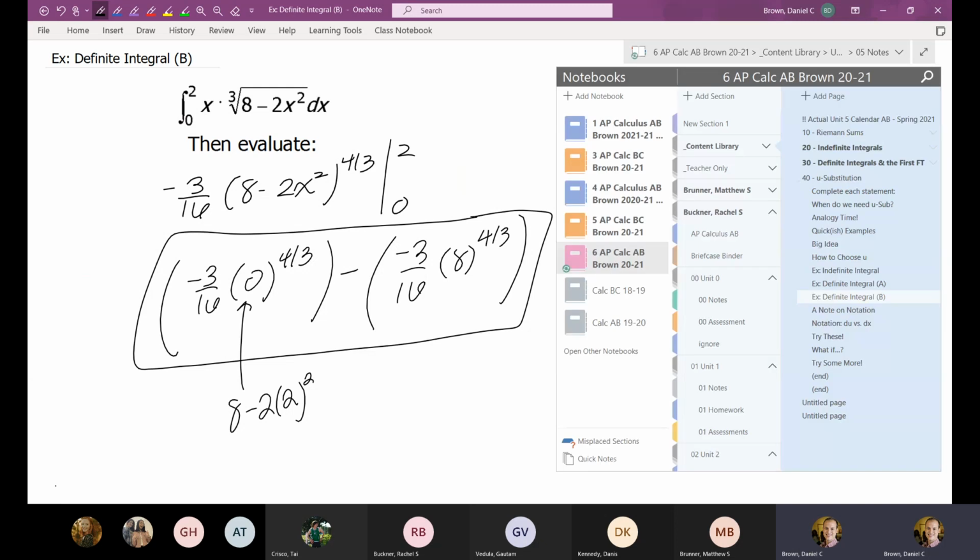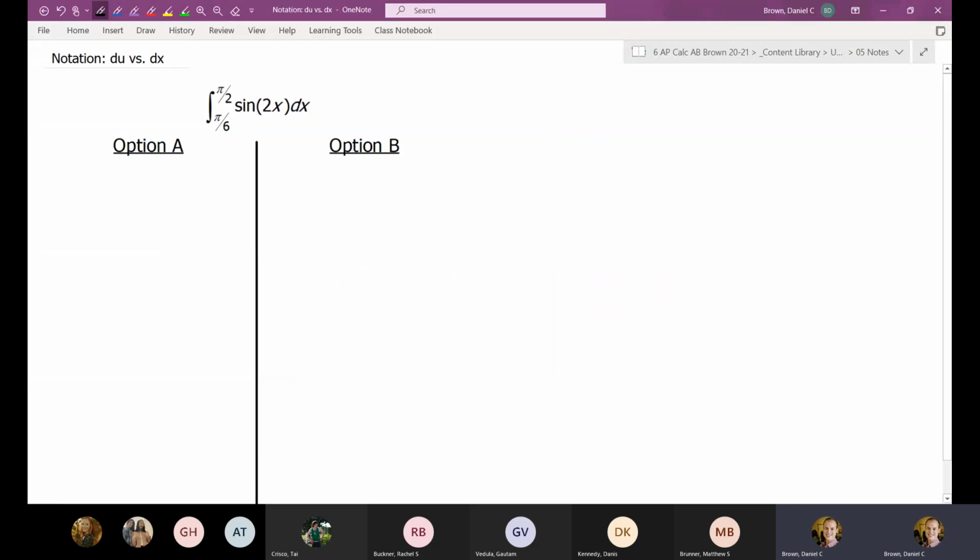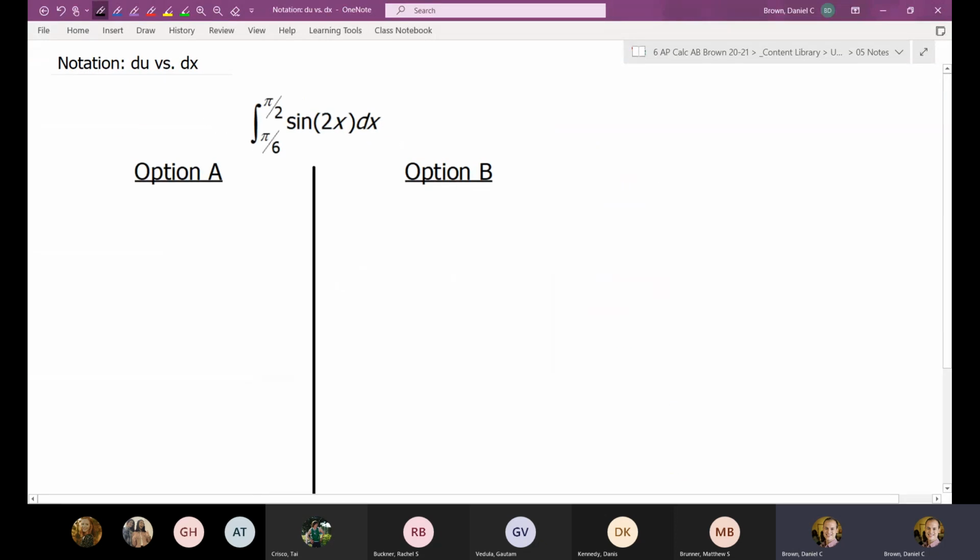I think I added a little bit too many slides here. I talked about notation. So that's what I'm going to call option A. So there is another way where we can do that problem where you convert everything in terms of u, which I'm going to do in a second. But go ahead and try this one for me.